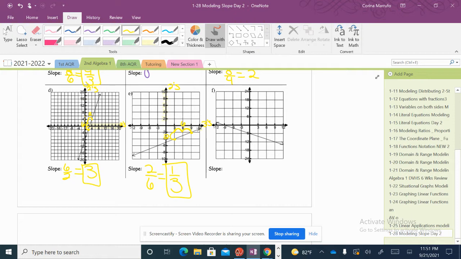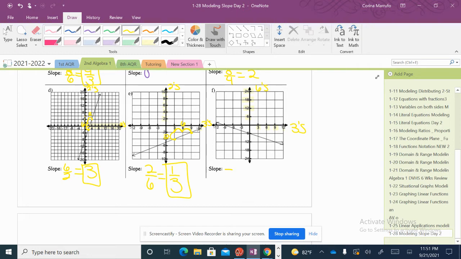Okay, this last one. I can definitely tell that my graph is going down, so right away I'm going to put that negative so that I don't forget. Okay, so 3, 6, 9, 12. Our x values are counting by 3s. This next one, we have 6, 12, 18, 24. Our y values are counting by 6s.